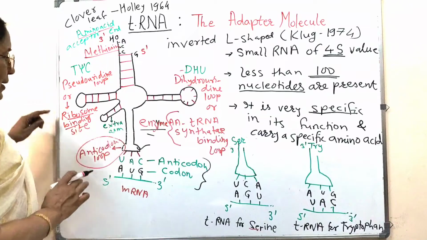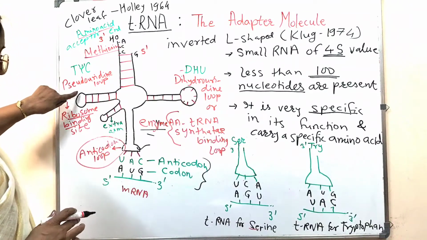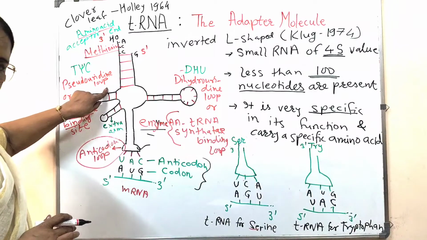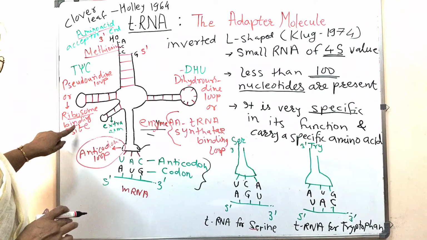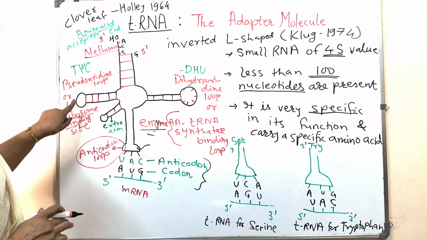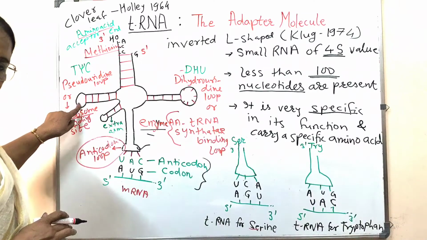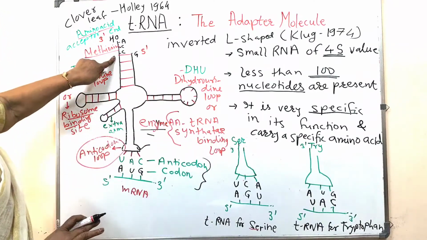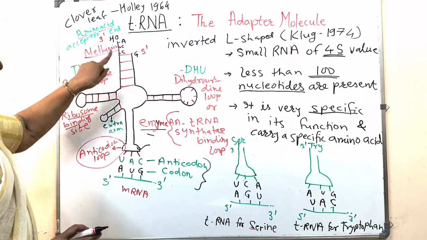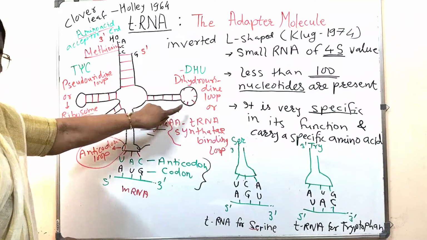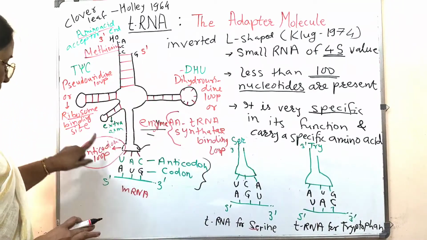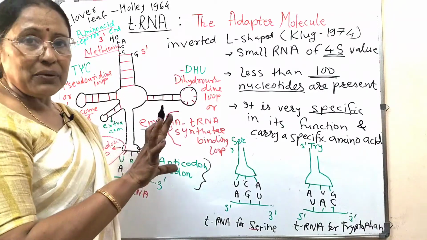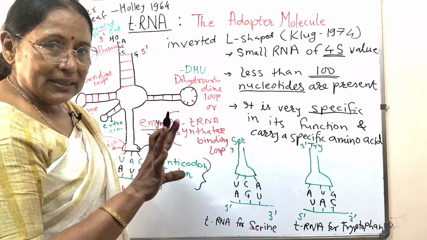Fine. Now, this remaining loop is called the pseudouridine loop, or it is also called the ribosome binding loop. So this one tRNA, by one arm, is holding the amino acid with the enzyme, this side with mRNA, and this side with the ribosome. This is how it is very nicely coordinating the process.